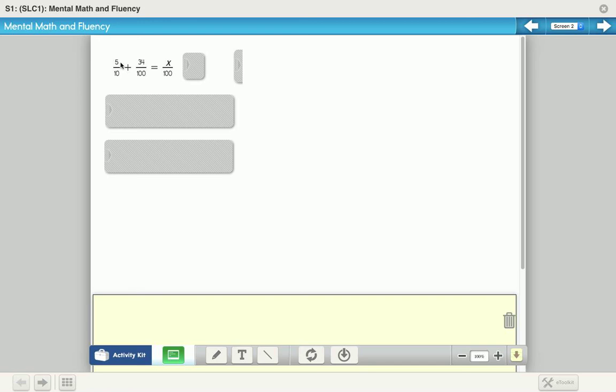So 5 times 10 would be 50, and 10 times 10 would be 100, hundredths. So it would be 50 hundredths instead of 5/10. And then I could add my numerators, 50 plus 34, and I would get 84.